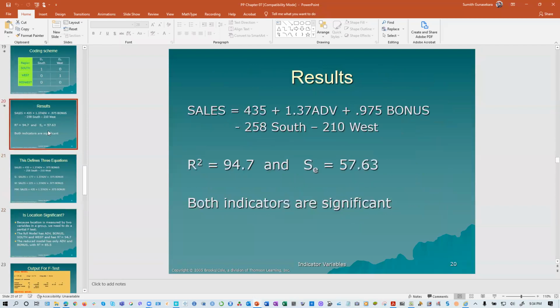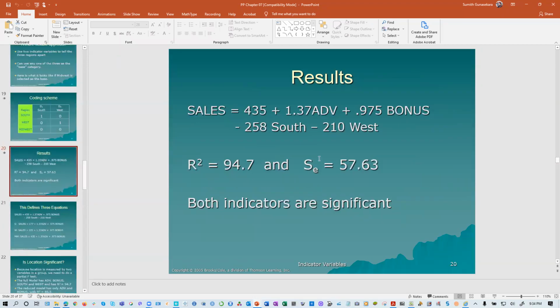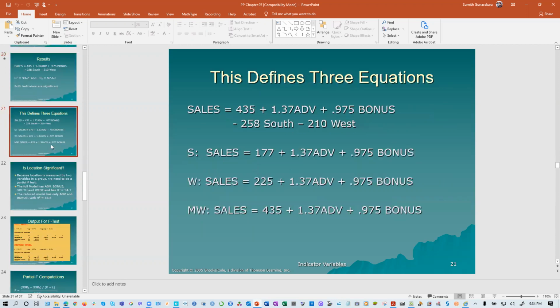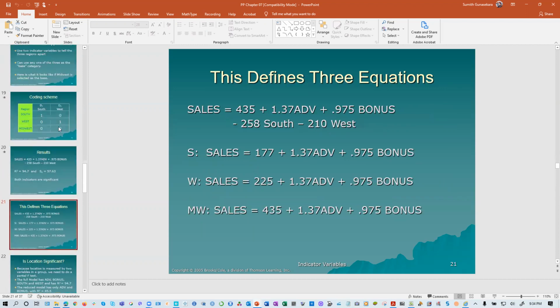See, in this case, now you have an issue. Now, if you want to talk about the region, you cannot just take south and west separately. You cannot talk about that. You have to take into account both. That's why you are using the partial test. You're going to see whether the region is important in explaining the variation.